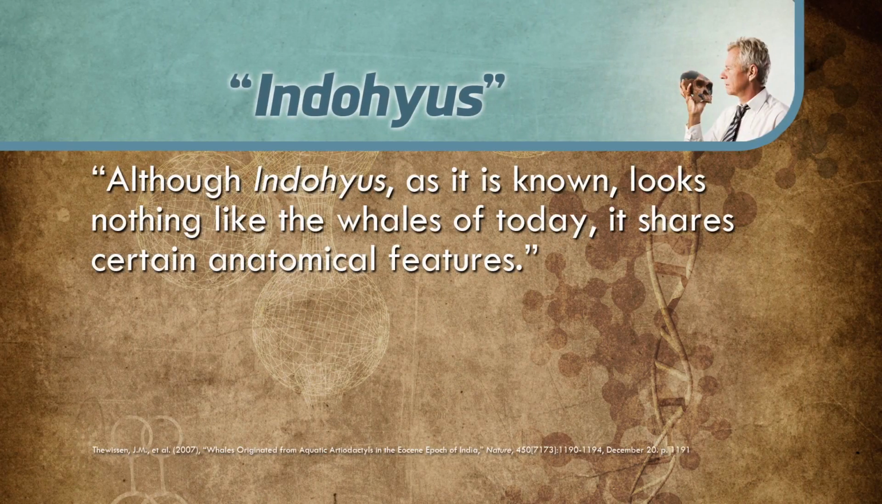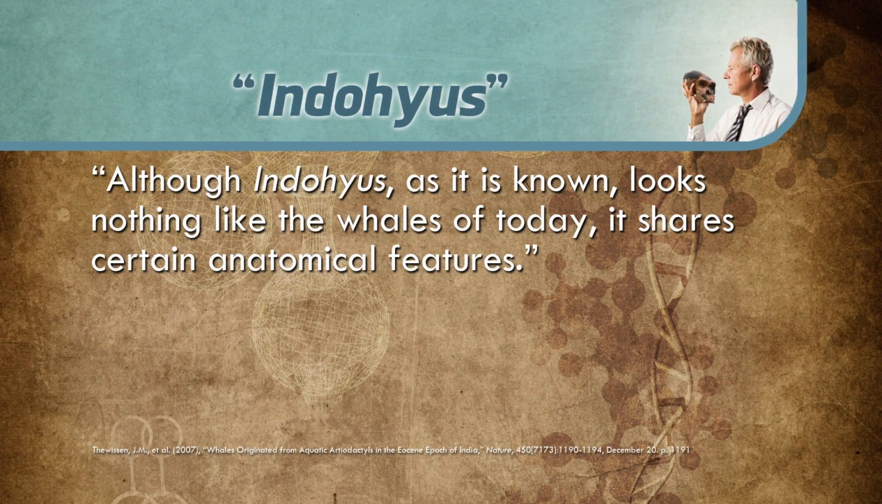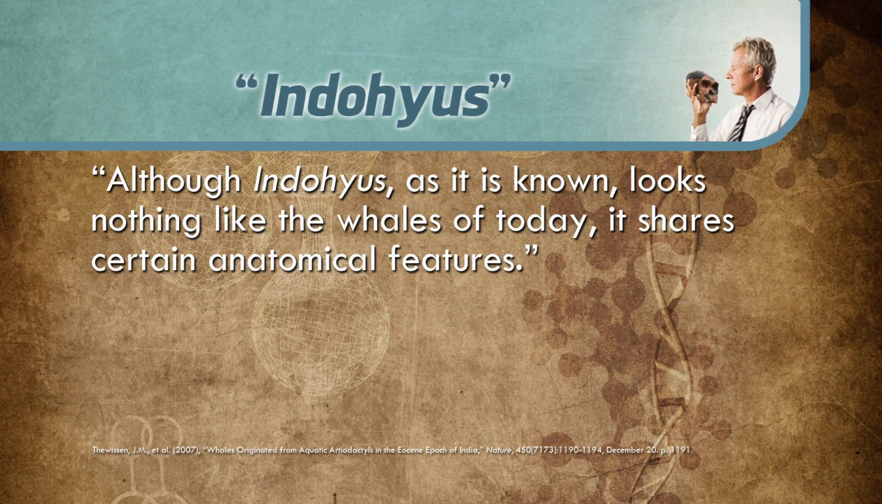Now consider this. What do you suppose links the Indohyus to the whale? What was so significant about this find that made Thewissen want to change the evolutionary lineage of the whale? According to scientists, although Indohyus, as it is known, looks nothing like the whales of today, it shares certain anatomical features. Yeah, it looks like a mouse deer. It's nothing like a whale. Couldn't it just as easily be said that anything is related to the whale? Doesn't the whale share anatomical features with other creatures too? What makes the Indohyus special?